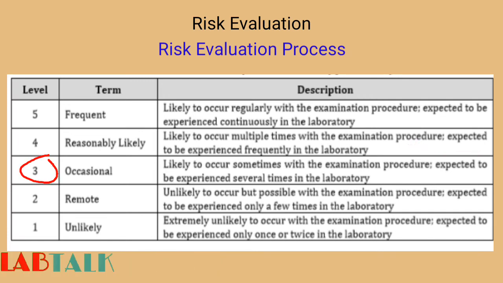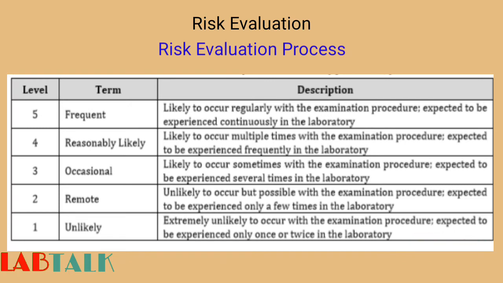Level 3 is the occasional risk, likely to occur sometimes with the examination procedure, expected to be experienced several times in the laboratory. Level 2 is the remote possibility, unlikely to occur but possible with the examination procedure and expected to be experienced only a few times in the laboratory. And level 1 probability, or least probability, is unlikely, extremely unlikely to occur with the examination procedure, and expected to be experienced only once or twice in the laboratory.